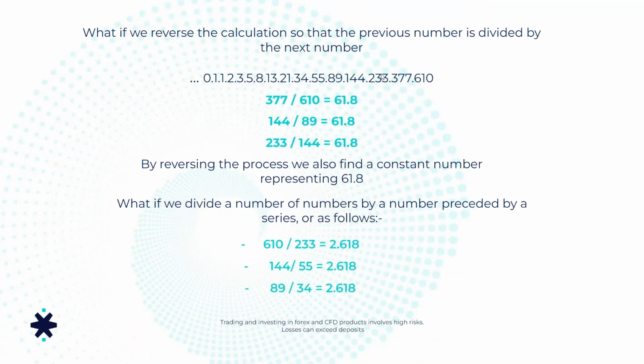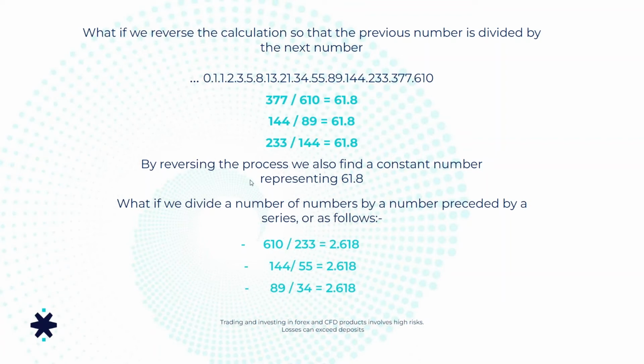And if we skip one number and divide the next number with the previous one, like 144 with 89, we will still have the same number. And again, if we skip the next number and then divide, for example, 233 with 144, we will still have the same number. So these are our golden Fibonacci numbers.